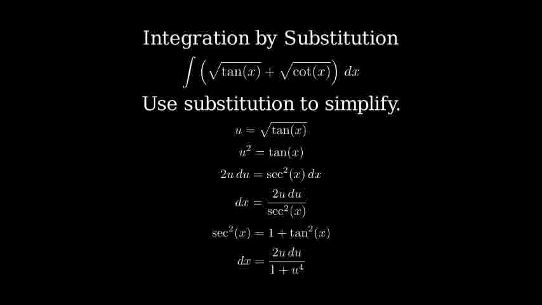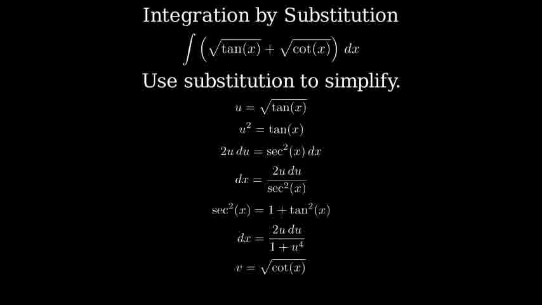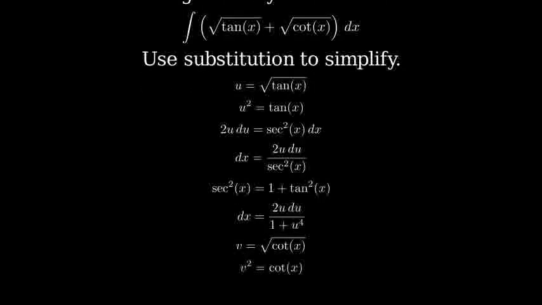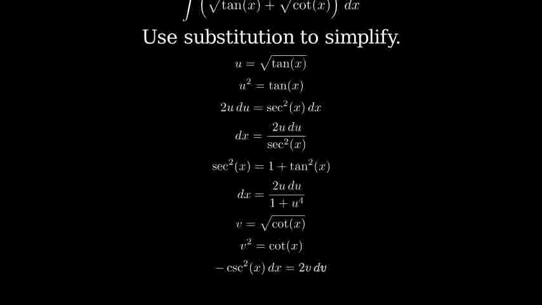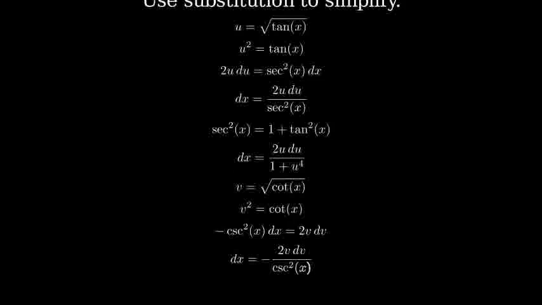Let's make a similar substitution for the square root of cotangent. We'll set v to the square root of cotangent x. Thus, v squared equals cotangent x. Differentiating both sides, we obtain negative cosecant squared x dx equals 2v dv. Now, rearranging for dx, we find dx equals negative 2v over cosecant squared x times dv.